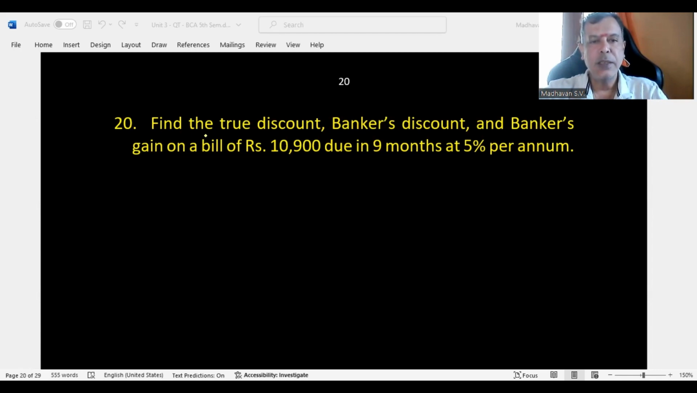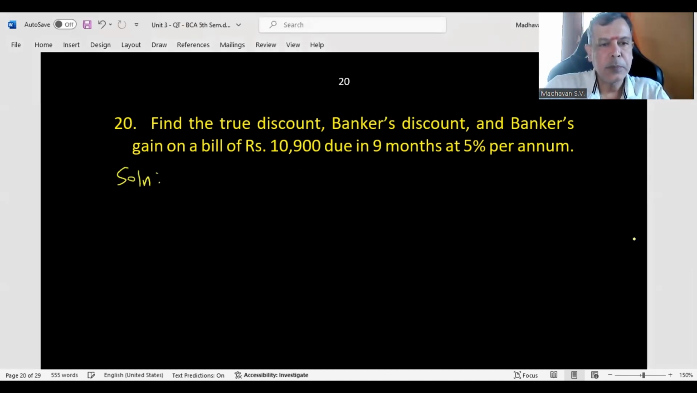20th question: find the true discount, banker's discount and banker's gain on a bill of rupees 10,900 due in 9 months at 5% per annum. So let us proceed. The face value of the bill is 10,900, A equal to 10,900. Then they gave you the period N as 9 months, so we have to convert it into year.